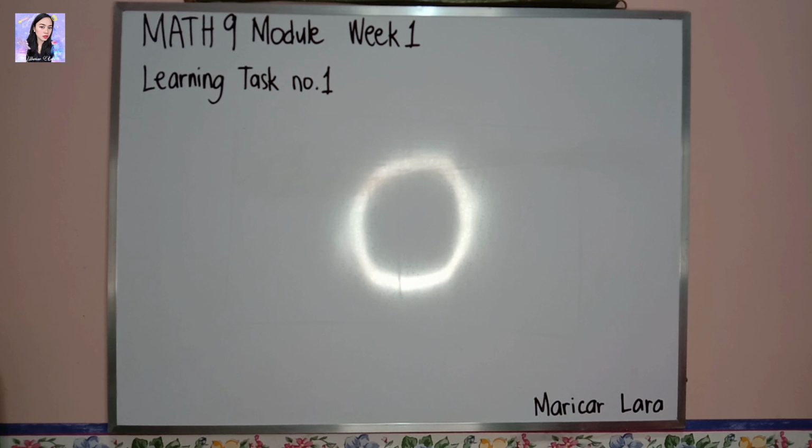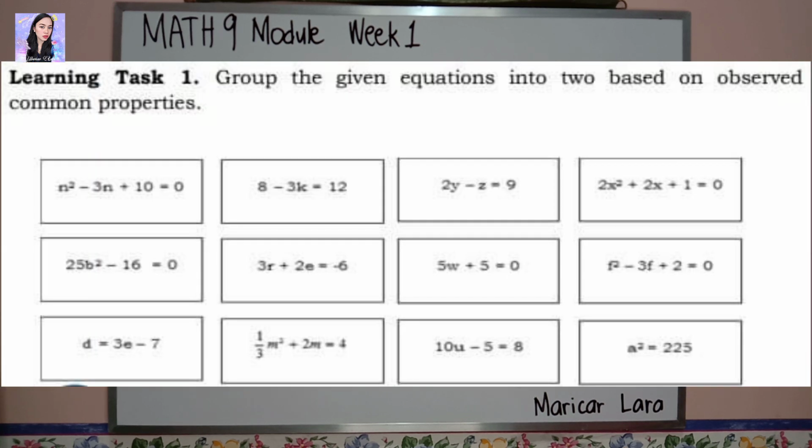So I will teach you how to answer your module in math. Let's start with week 1 learning task number 1. So this is learning task number 1. The instruction says: group the given equations into two based on observed common properties. So that's all the instruction says.